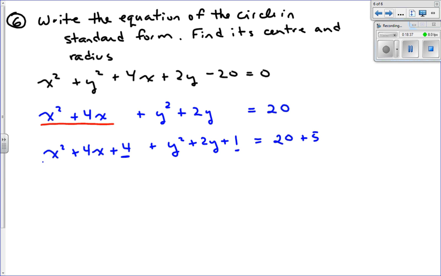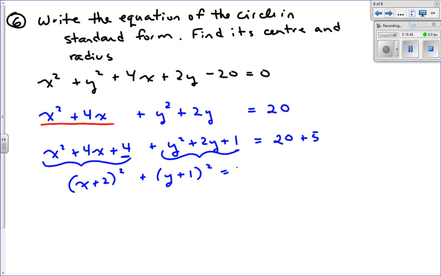So now we'll factor these to express them as perfect squares. This becomes (x + 2)² + (y + 1)² = 25. So now we can state that the center is going to be at (−2, −1), and the radius is equal to 5. And that's it. That's our final little lesson on ellipses.